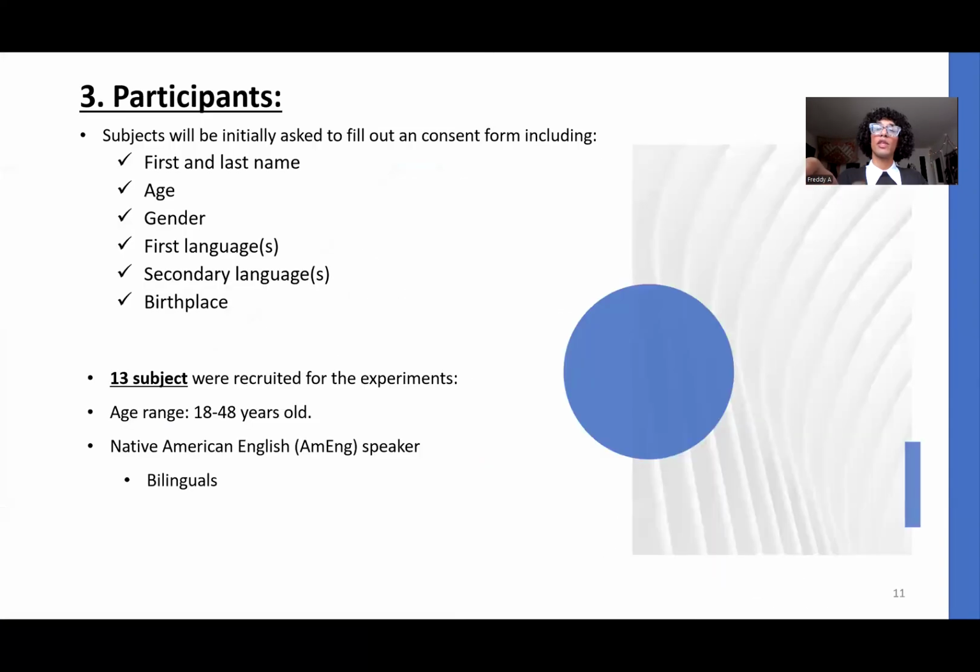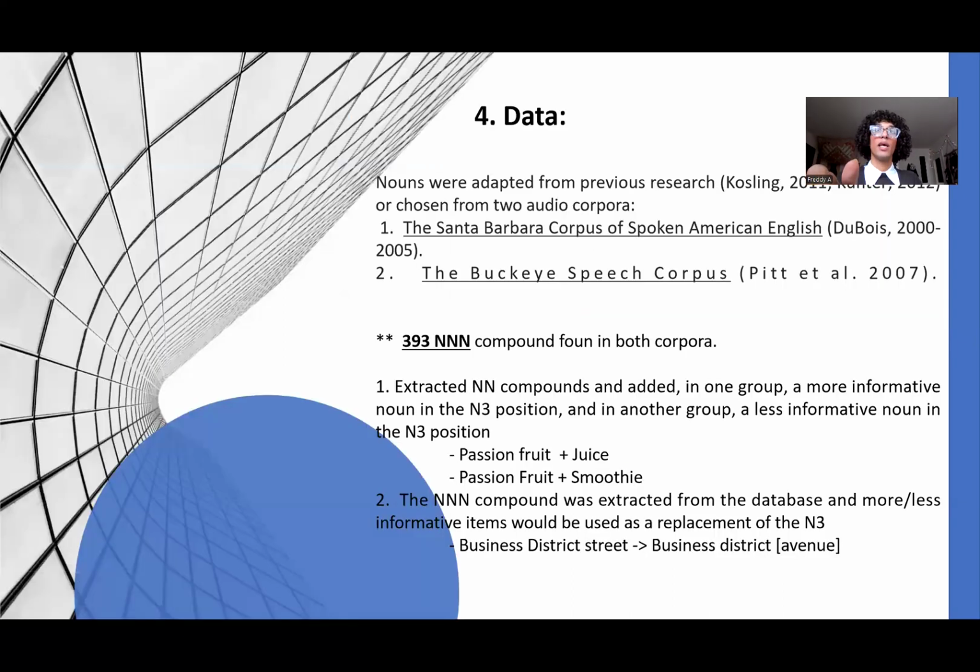Now, there's been research on this, but my study includes 13 native-speaking American or Canadian subjects, and I used compound nouns from previous research like Kösling and Kunter, and also from two different corpora, the Santa Barbara Corpus of Spoken American English and the Buckeye Speech Corpus. I got some of these compounds, and what I did is take the last word, which is the one I'm investigating, and I changed it to a more informative or less informative word.